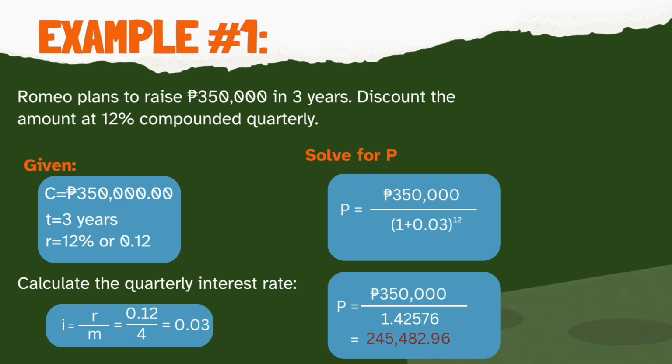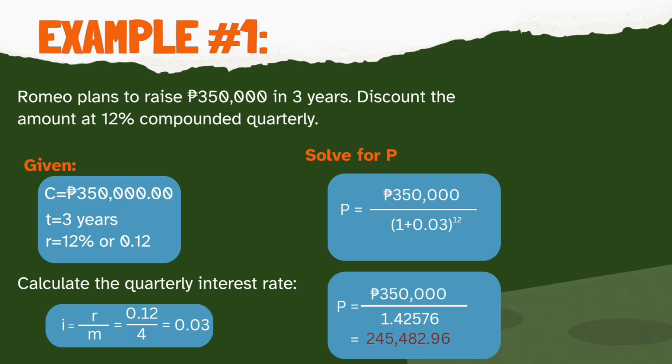Time, or the small letter t, is equal to 3 years, which represents the time frame of the investment. Annual interest rate, or the small letter r, is equal to 12% or 0.12. We converted it into a decimal by dividing 12 by 100, which gives us 0.12. Compounding frequency is quarterly, meaning interest is compounded 4 times a year.